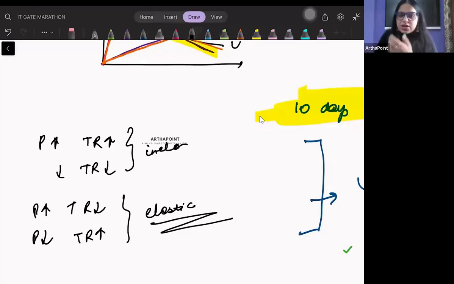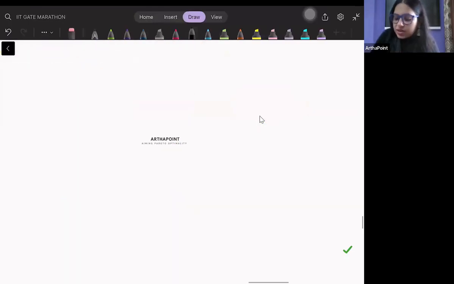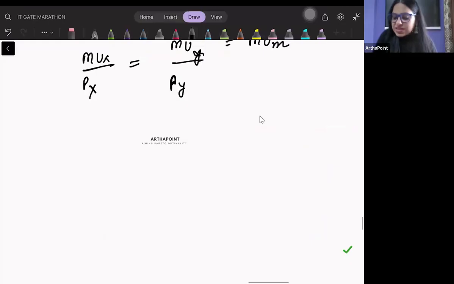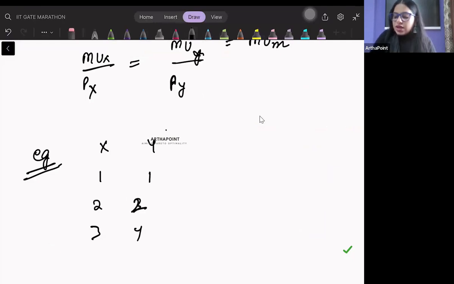But the equi-marginal utility law just says that the marginal utility divided by the price of good 1 will be equal to the marginal utility divided by the price of good 2, which will be equal to the marginal utility of income. So, for example, say I start consuming goods X and Y. I consume the first unit, second unit, third unit, and correspondingly their marginal utility is given.